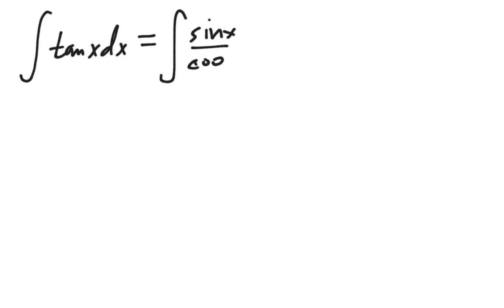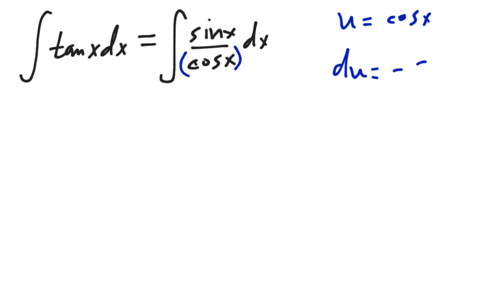Tangent is sine over cosine of x dx. And now, do I have 1 over stuff and the derivative of the stuff? Well, I sort of do. Check it out. I have 1 over cosine. So let's let u equal cosine of x, because then my du will be negative sine of x. And I notice that I do have a sine of x right here. So my du is negative sine of x dx.